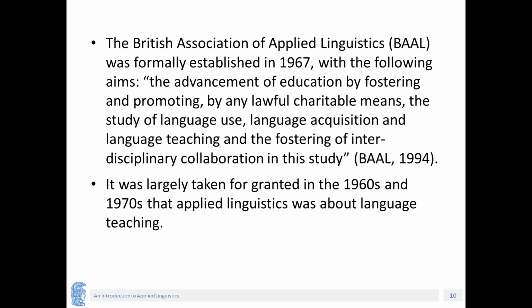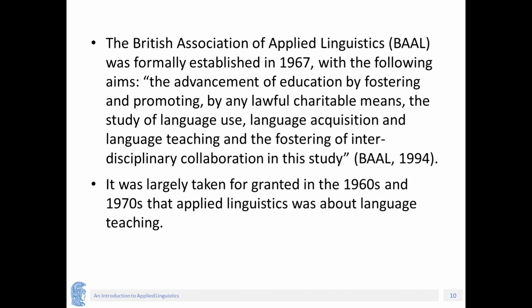There were purposes of establishing this association: the advancement of education by fostering and promoting by any lawful charitable means the study of language use, language acquisition, and language teaching, and the fostering of interdisciplinary cooperation in the study. So they wanted to have some interdisciplinary work among these areas. What are the areas? Language use, language acquisition, and language teaching.